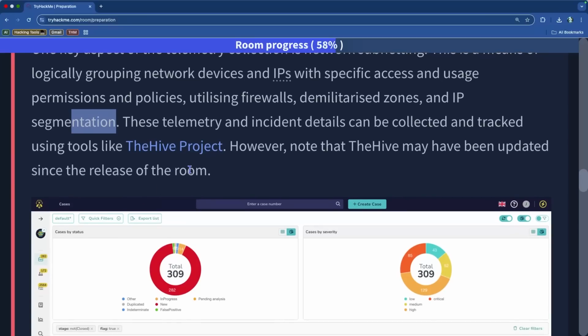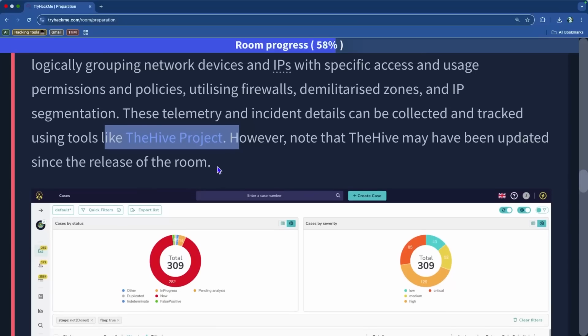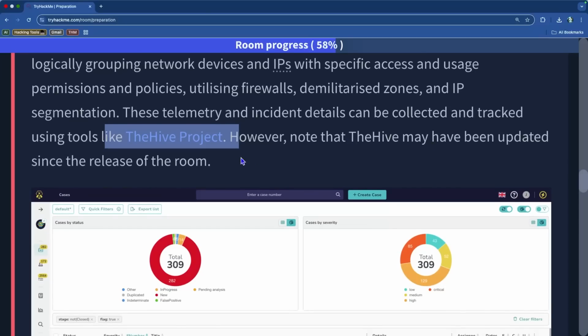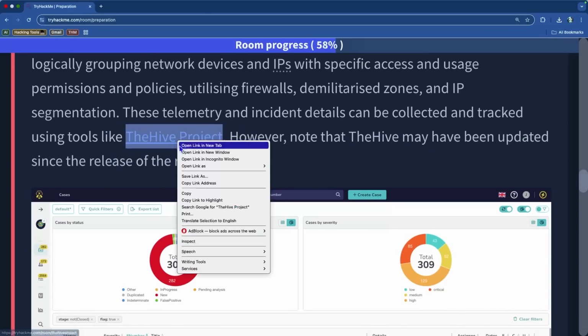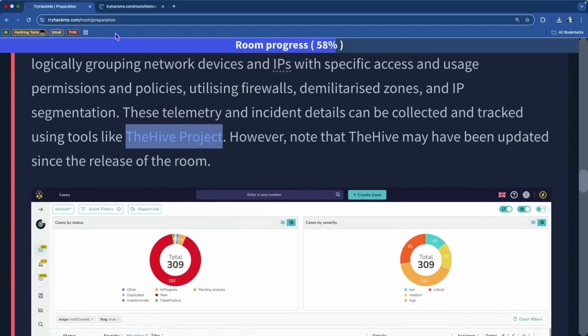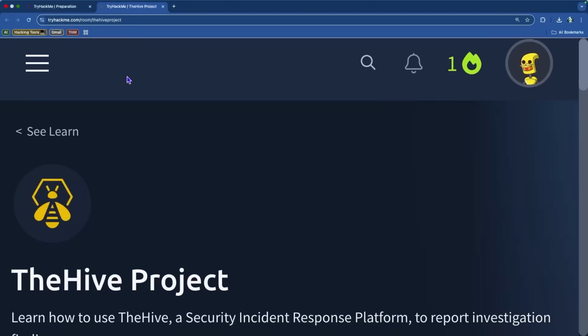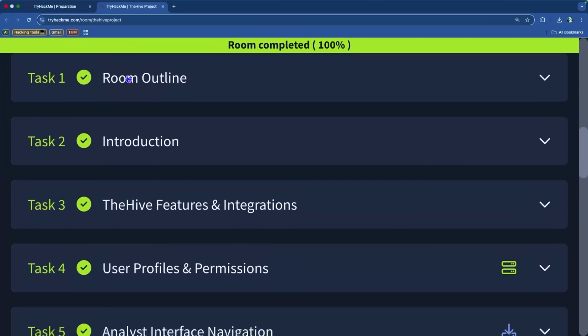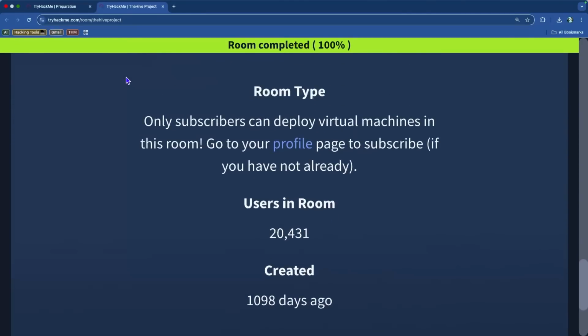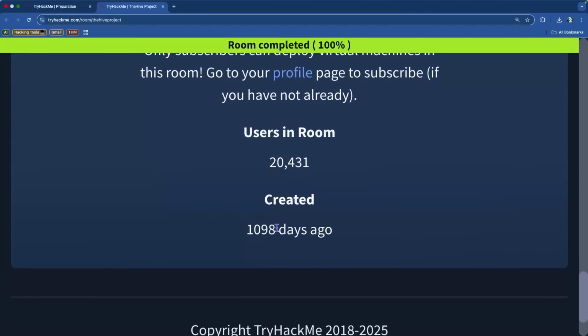This telemetry and incident details can be collected and tracked using tools like the Hive. However, the Hive may have been updated since the release of this specific room that was created for us. The video that exists on our channel for the Hive is also based on this room, and it was created over 1,000 days ago. So it's approximately 3 years old, right?